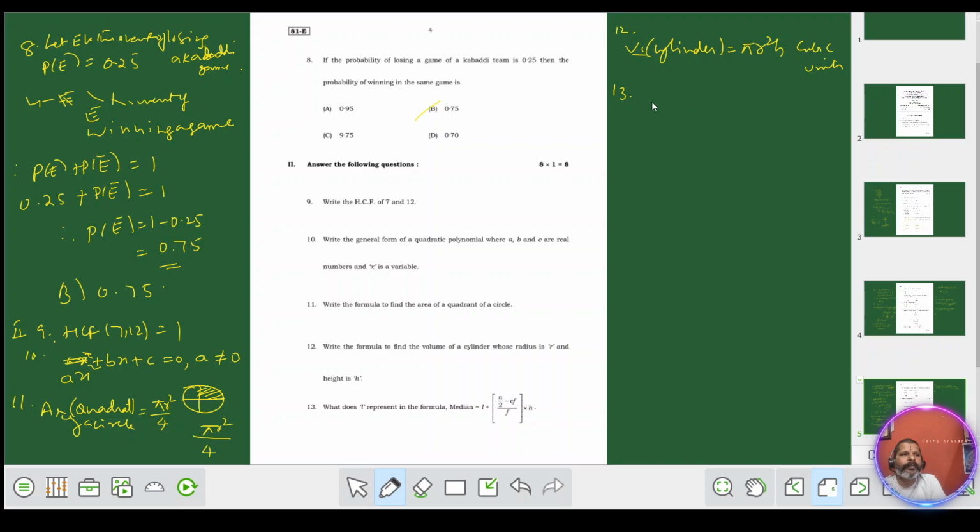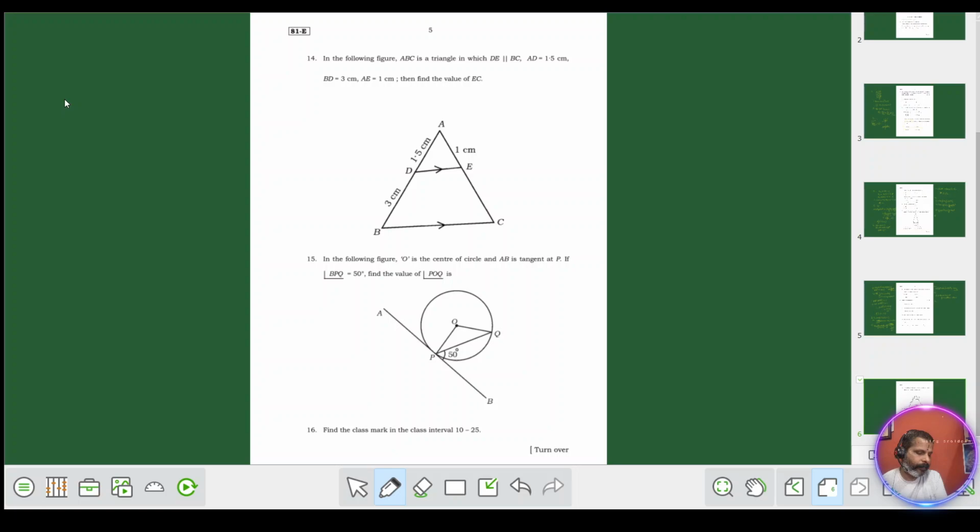What does the L represent in the formula of the median? In the median formula, L always represents the lower limit of the median class. Since it's a 1 mark question, a very simple answer is enough. If detailing is required, write lower limit of the median class. Okay. Let's move to the next question. We'll move to the next page.